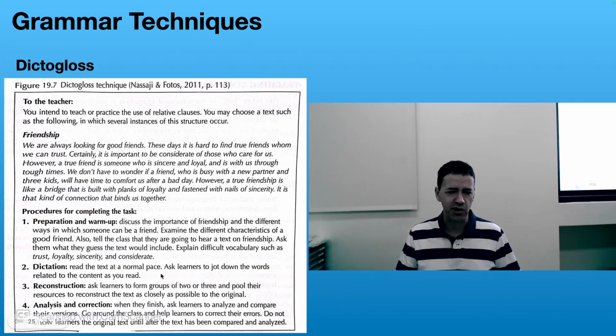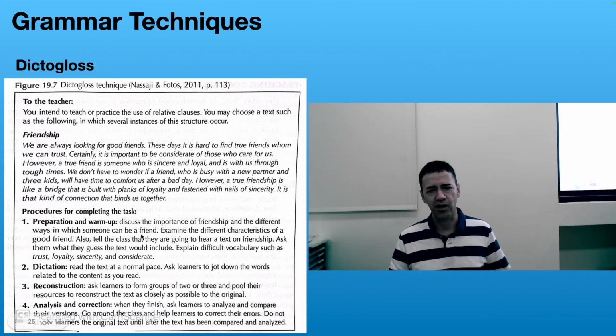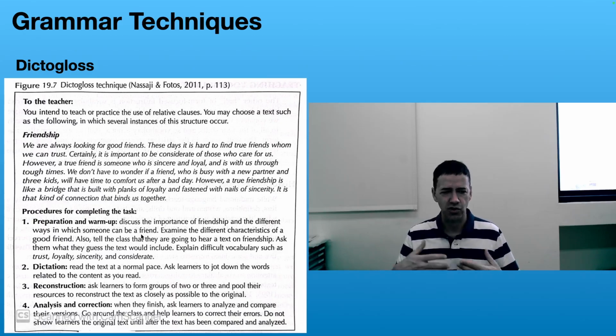So you read the text at a normal pace. You ask them to write down the words related to the content as you read. So they basically take notes. You tell them not to write down every word because they won't be able to, because you read this at a normal speed. Okay? So maybe you read it 2 or 3 times, then you ask them to get into groups. They put their notes together and they reconstruct the text.